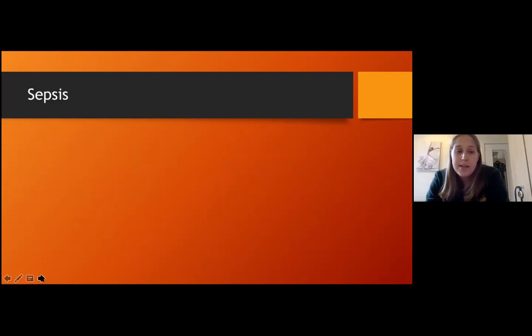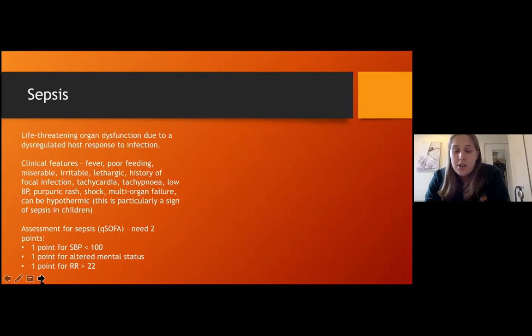So sepsis. This is quite similar to adult sepsis, everything I'm going to tell you, but there are just a few bits to remember for paeds. So this is life-threatening organ dysfunction due to a dysregulated host response to infection. In a child, this would often occur alongside meningococcal disease, so the Neisseria cause of meningitis.